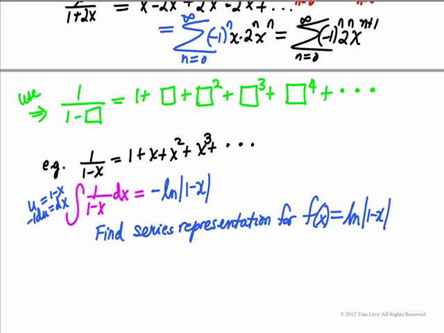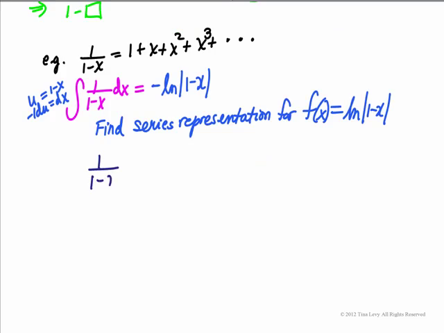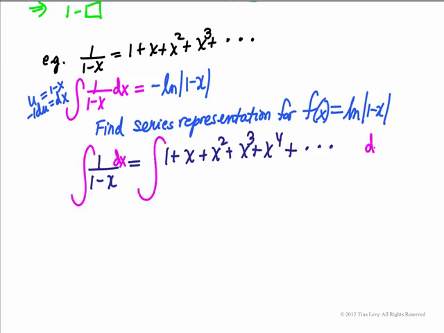For this, we know that 1 over 1 minus x is 1 plus x plus x squared, and this is going to go on indefinitely. To get the negative log, we take the antiderivative term by term of the power series. The antiderivative of 1 is x. The antiderivative of x is x squared over 2. The antiderivative of x squared is x cubed over 3. The antiderivative of x cubed is x to the fourth over 4. And this is going to go on indefinitely.